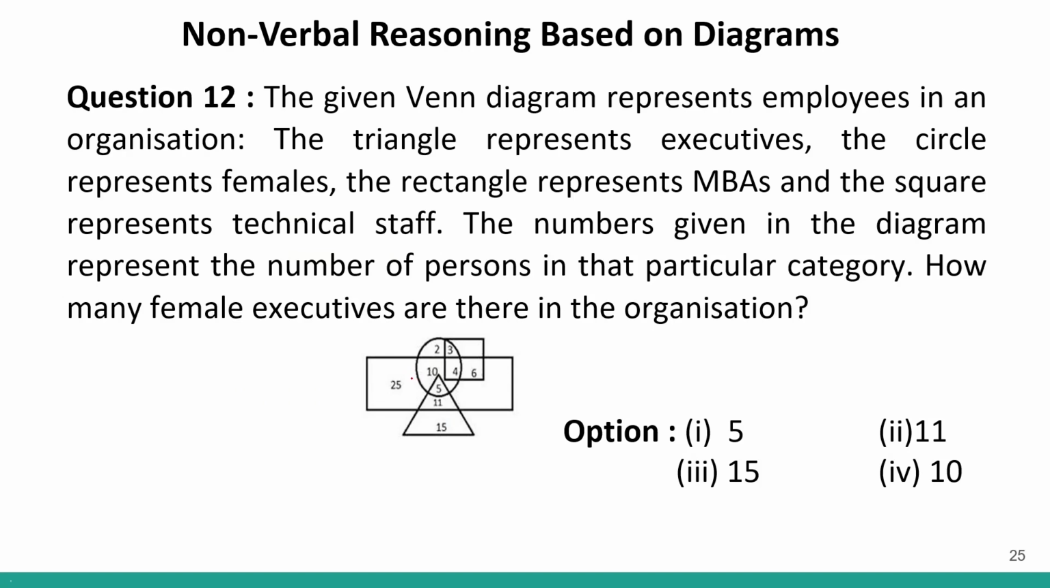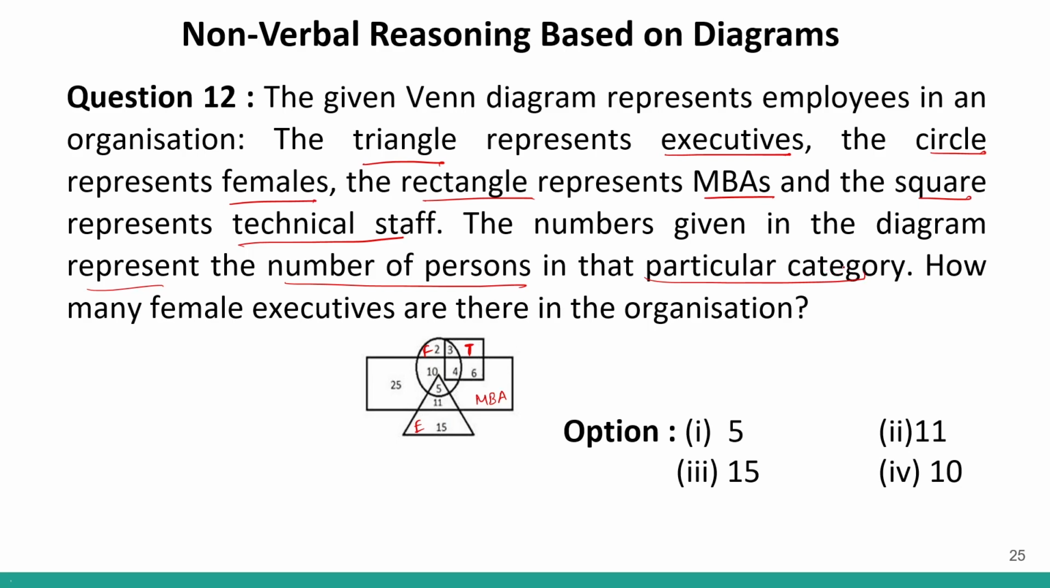Now question number 12. Question number 12 is a Venn diagram question. Over here the given Venn diagram represents employees in an organization. So triangle means executives. So these triangles are executives. The circle means female. So this is the circle, these are female. Rectangle means MBAs. Square means technical staff. So this is the square, this means technical staff. The number given in the diagram represents the number of people in that particular category.